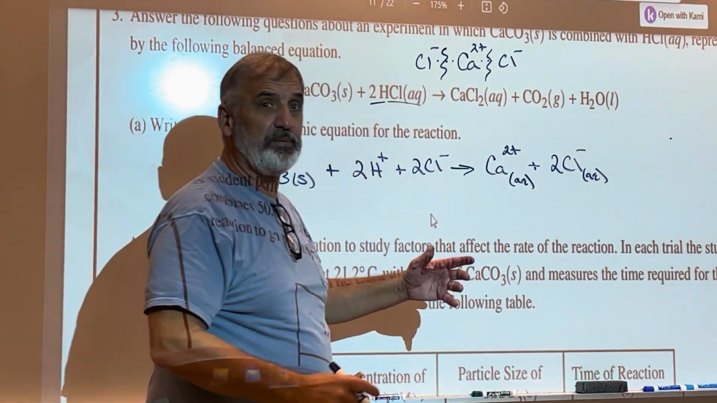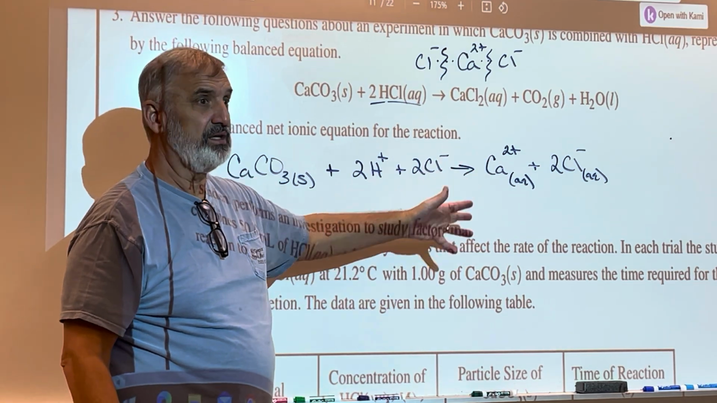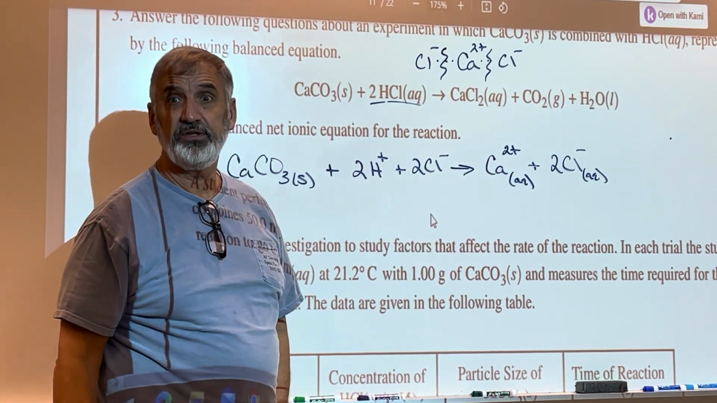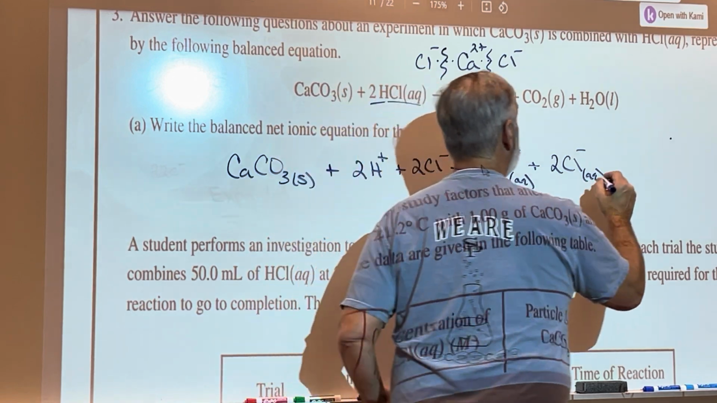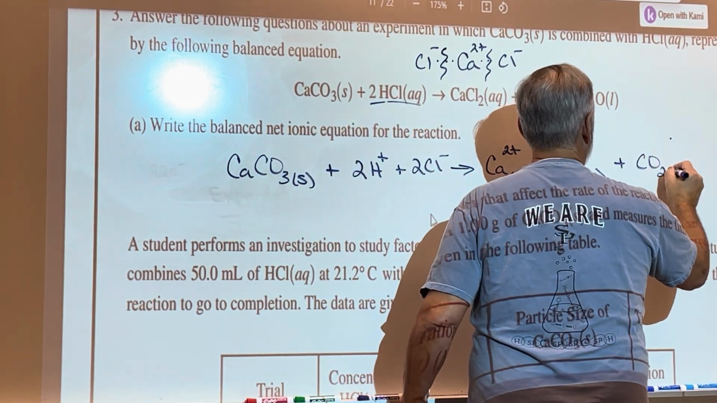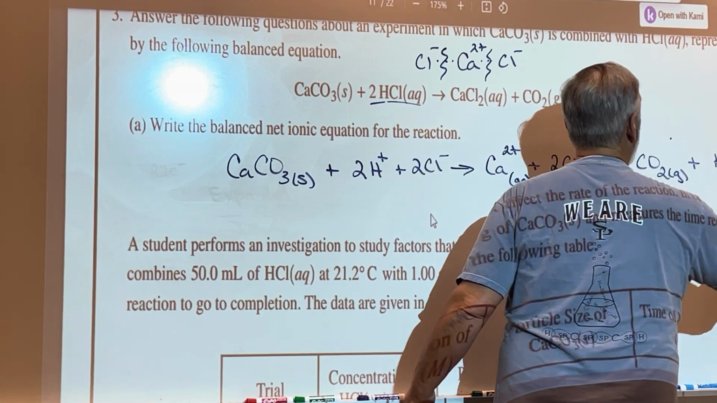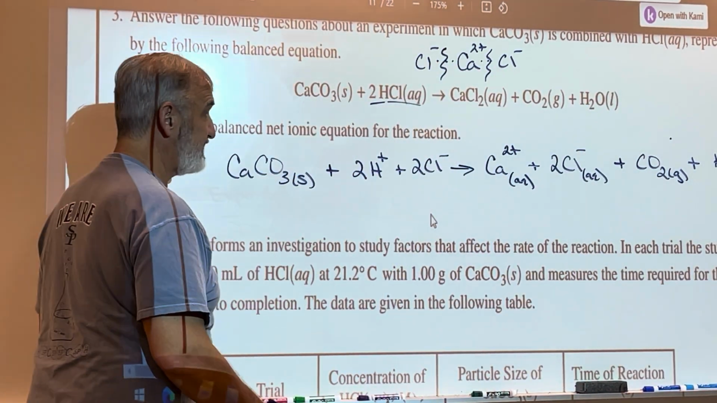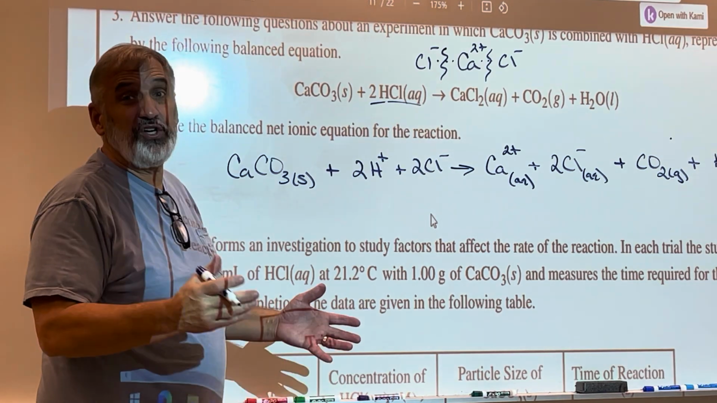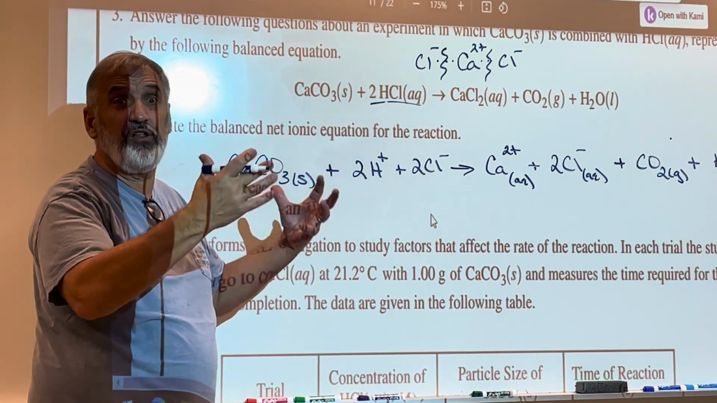That's where a lot of people miss the boat right there. Plus what? Does CO2? Nope, and H2 do not. They both stay together, right? So the only thing you cross out is 2 Cl minus? Yes. And what do we call those? Spectator ions.